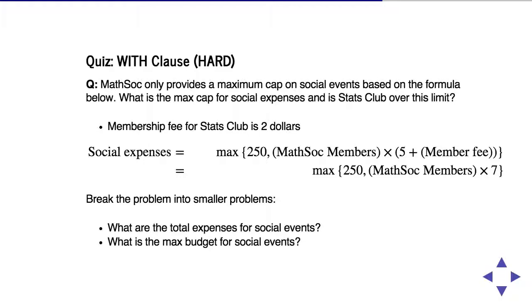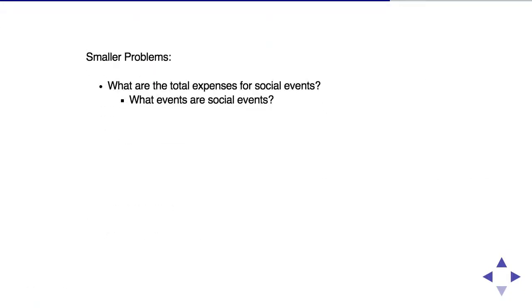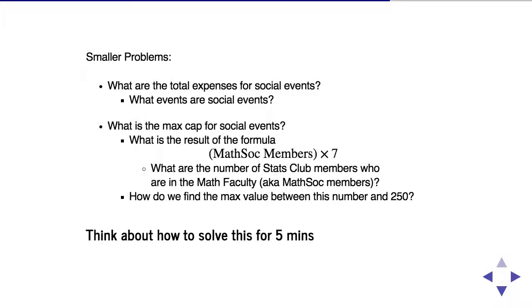So if we break it up into smaller problems, what are the total expenses for social budgets, and what's the max budget for each social event? What's the total expenses for social events, and what events are social events? These are the questions we want to ask and design queries that way. So if you're trying to tackle a big problem, break it into sub-problems, make queries for those sub-problems, and join those tables together.